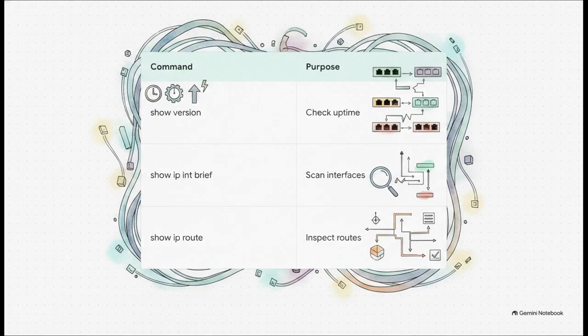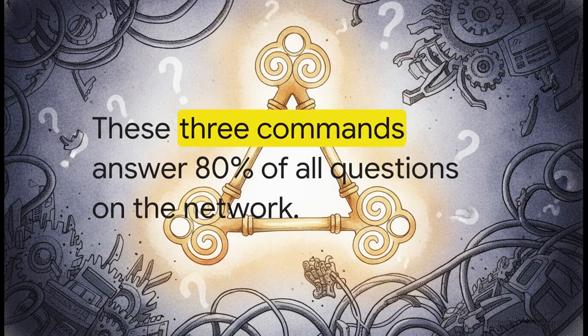Second, show IP interface brief. This gives you an instant bird's eye view of the physical layer. It immediately reveals downlinks or ports that an administrator might have accidentally shut down. And third, show IP route. This inspects the routing table to confirm that your traffic actually has a valid path to get to its destination. To put this into perspective, if you master just those 3 commands, version, interface brief, and route, you can confidently answer 80% of all network mysteries without even breaking a sweat. 80%. It just goes to show that in complex IT systems, the fundamentals, when applied in a structured way, are vastly more powerful than knowing 100 obscure commands.